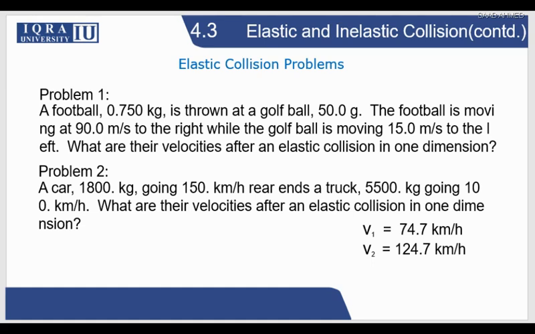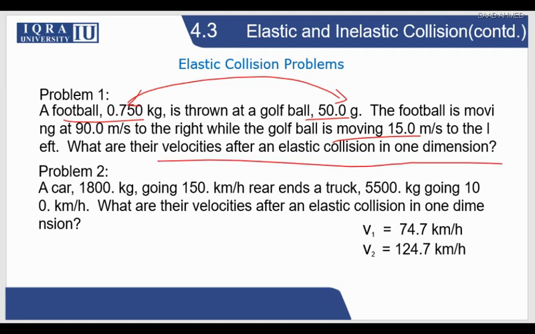Problem 1: a football of 0.0750 kilogram is thrown at a golf ball of 50 gram. A football of 7.75 kilogram and a golf ball of 50 gram. Make sure you see that the units are different here, so you have to make them the same. The football is moving at 90 meters per second to the right, while the golf ball is moving 15 meters per second to the left. What are the velocities after elastic collision in one dimension? You have to solve it.